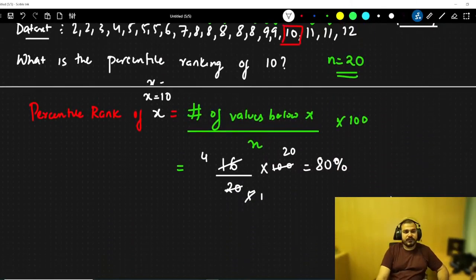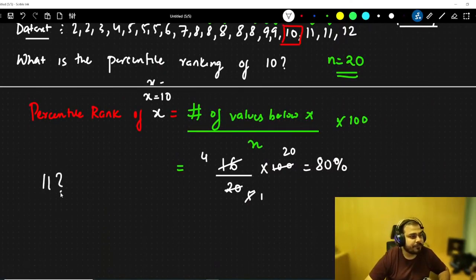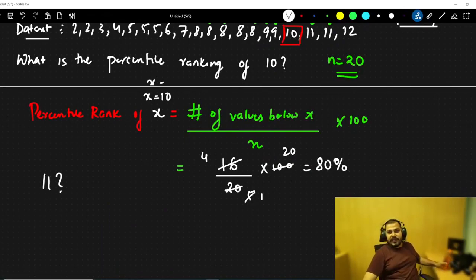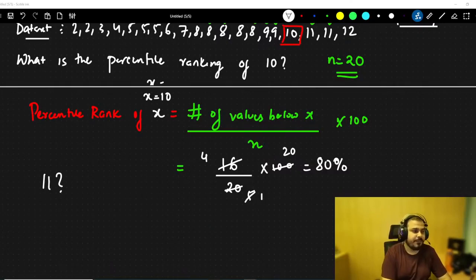Okay, so this is the formula. What is the percentile ranking of 11, of value 11? Quickly, I'll give you time. Please do it. Hardly 2 minutes. What is the percentile ranking of 11?